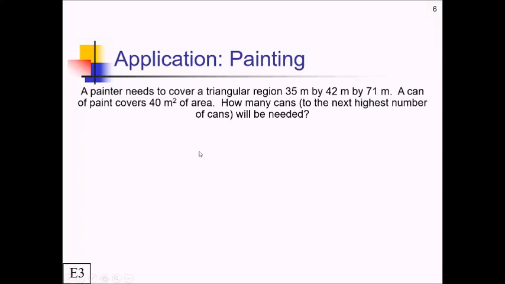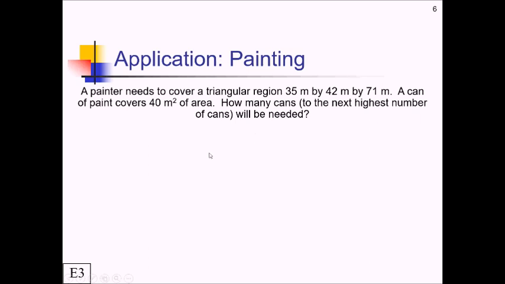We'll do one more example problem. This is another real-life one. Let's say a painter needs to cover a triangular region with the following dimensions here, and a can of paint covers 40 square meters of area. How many cans to the next highest number of cans will we need? Pause the video and see if you can puzzle this one out.